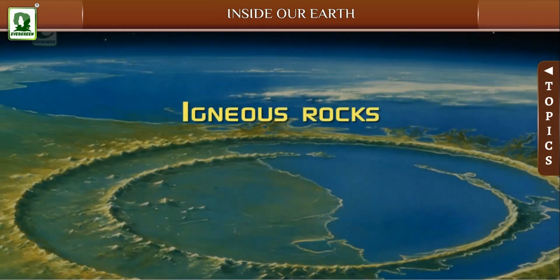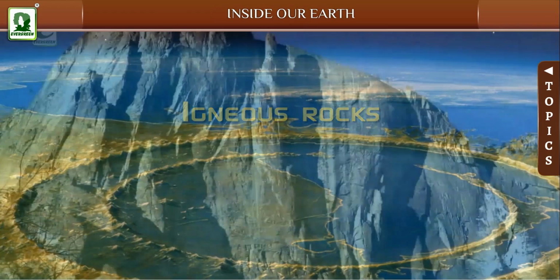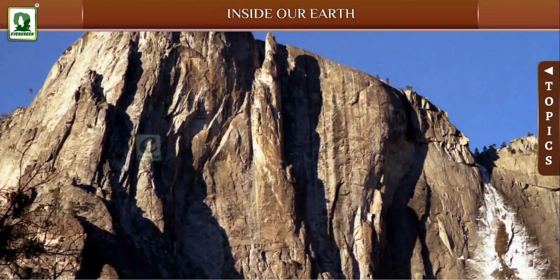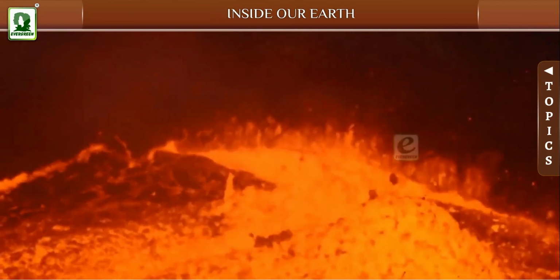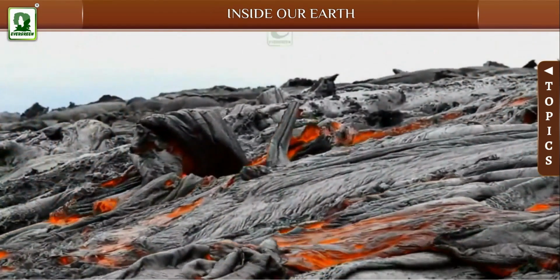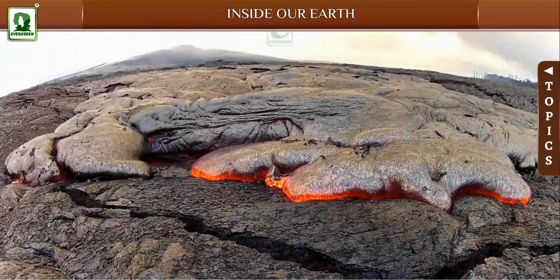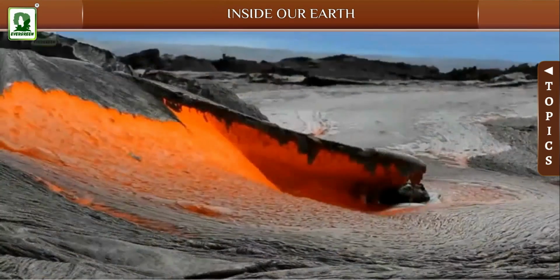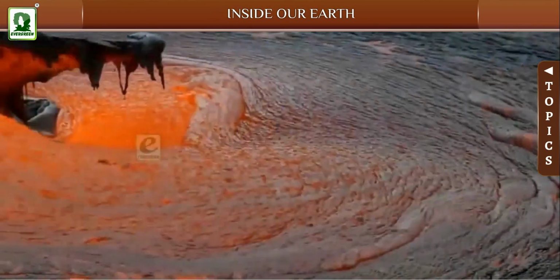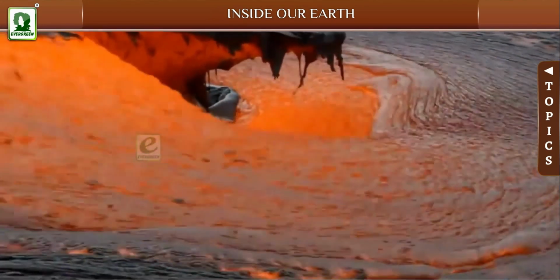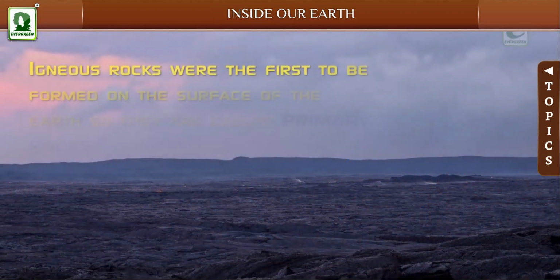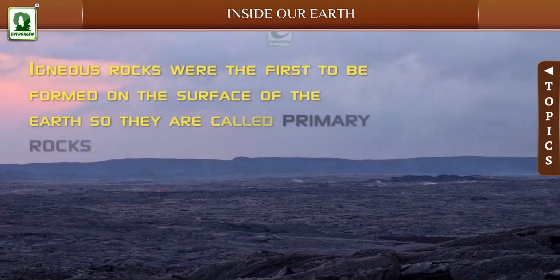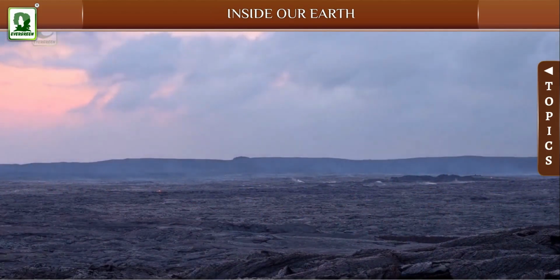Igneous rocks. Igneous rocks are formed from molten magma found in the interior of the earth. Magma cools and solidifies into rock. The rocks which are formed by the internal heat of the earth are called igneous rocks. Igneous rocks were the first to be formed on the surface of the earth, so they are called primary rocks. All other rocks are formed from them.